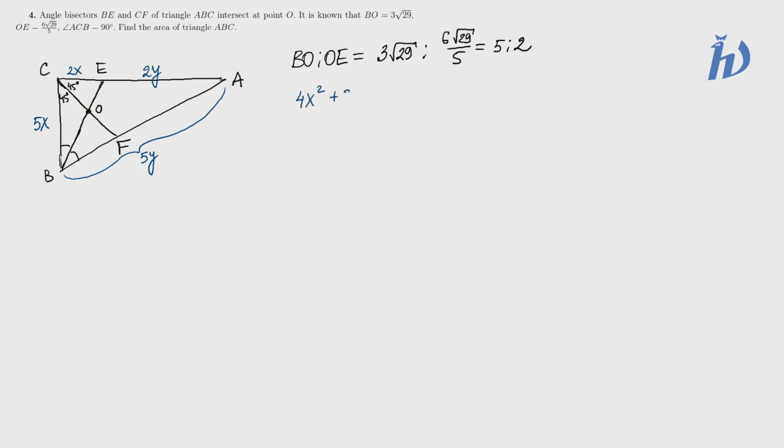4x squared plus 25x squared is equal to, let's calculate the value of BE. Let it be somewhere here. So it is 3 plus 6 over 5 root of 29. That is 21 over 5 root of 29. So it is 21 over 5 root of 29 squared.